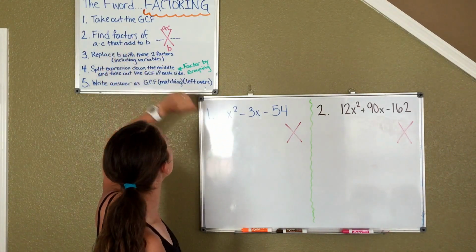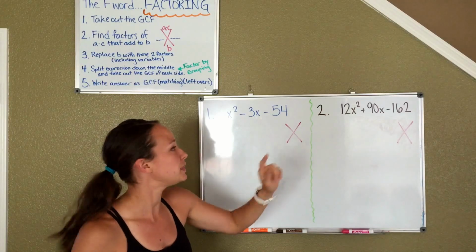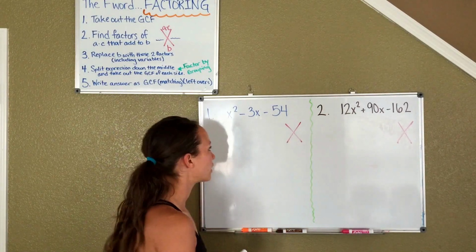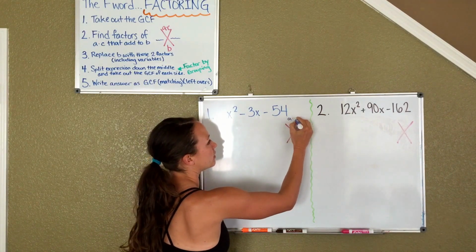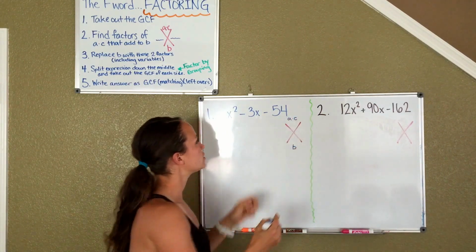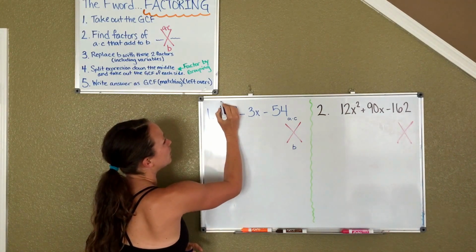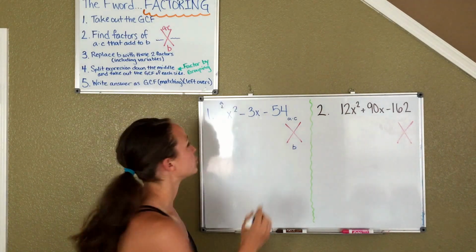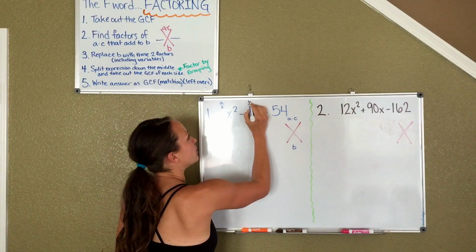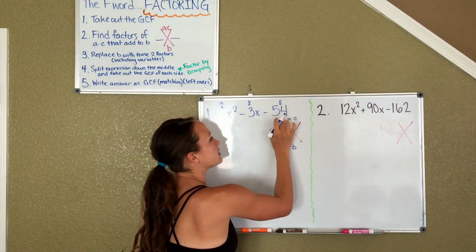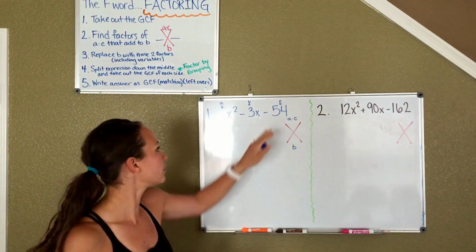Step number 2, finding the factors of A times C that add to B. Right here, I've already started. I have my x. And again, we're going to find A times C here and B down here. So what are A, B, and C you're asking? Good question. A is the number in front of your first term. B is the number in front of this second term. And finally, C is this number finally, ending right here.